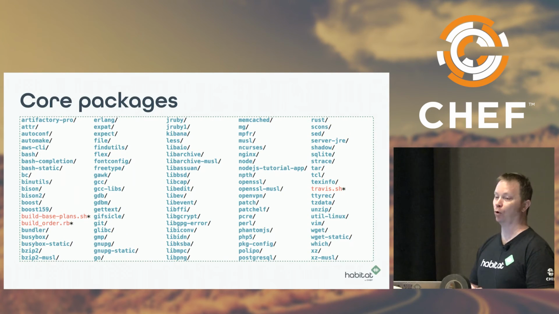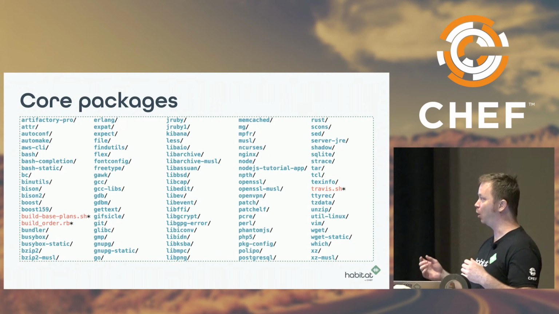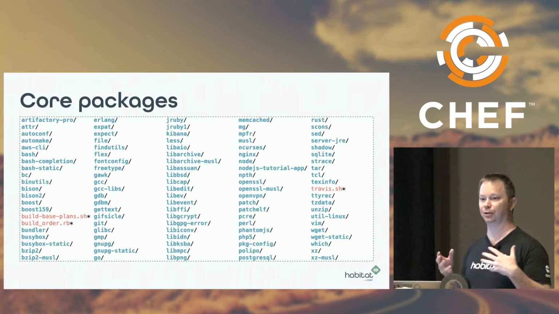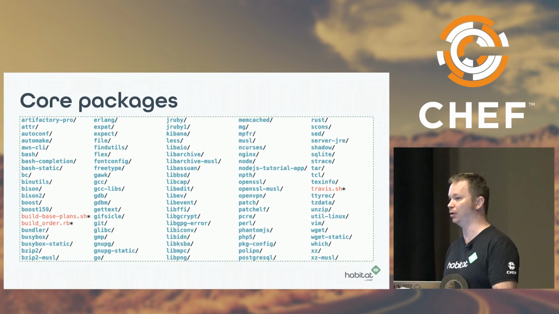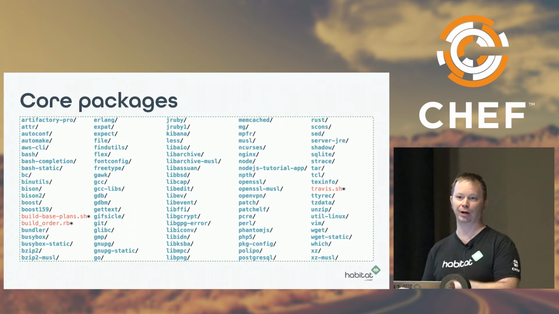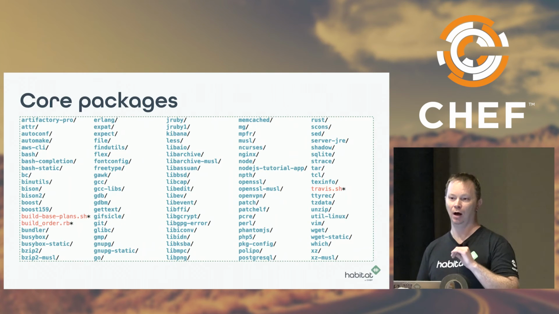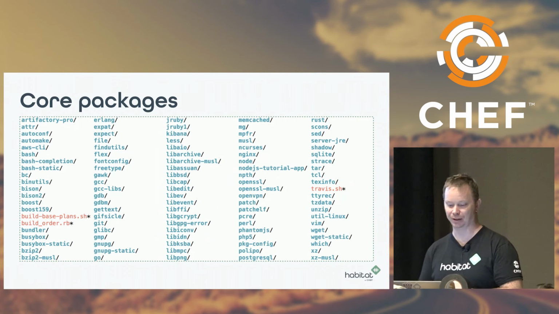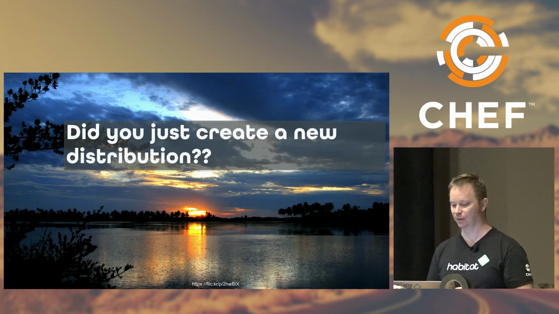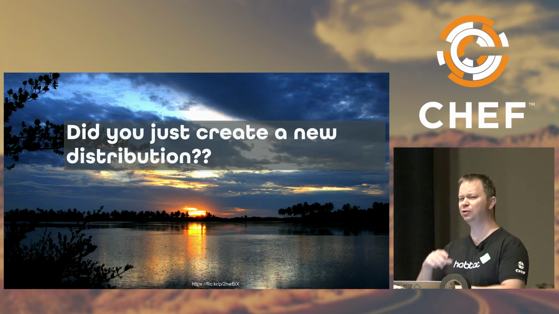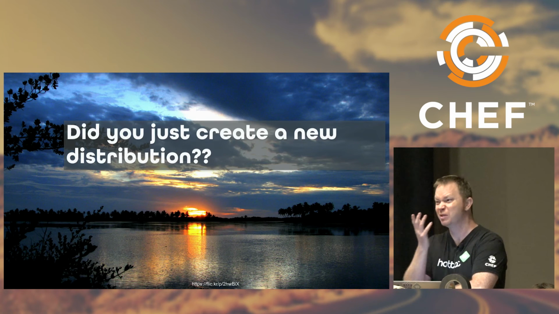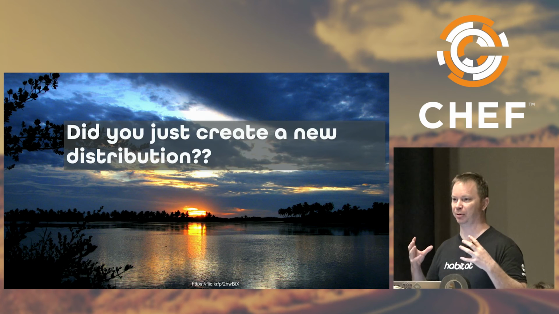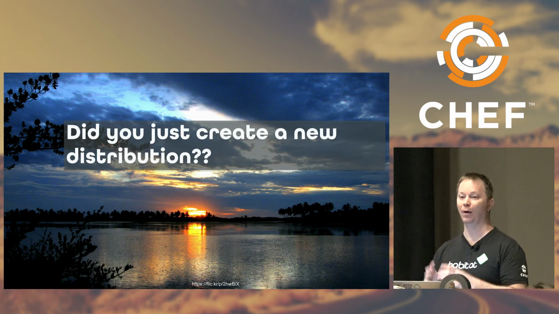We also have a whole lot of core packages. So we have most all the dependencies you would need for common application runtime frameworks like Rails and Erlang and Python. We're working on PHP, we're working on Java. These are all in the core repository that the Habitat team maintains. The astute may wonder, didn't you just create a new distribution? I mean, sort of. But what we did is we created a way for people to be able to build and manage their applications no matter what their distribution is.